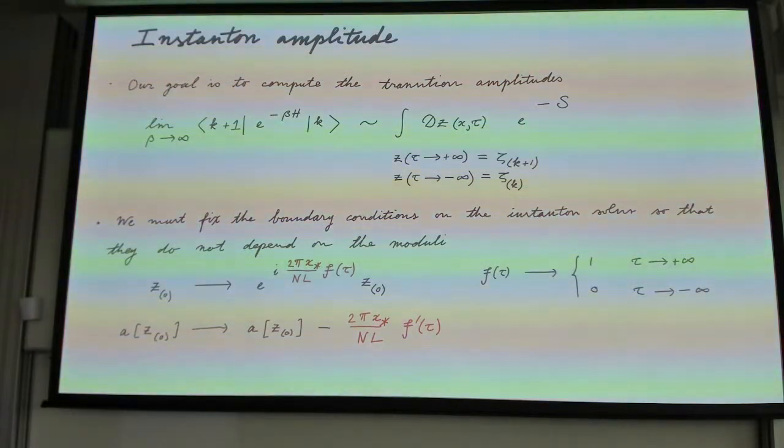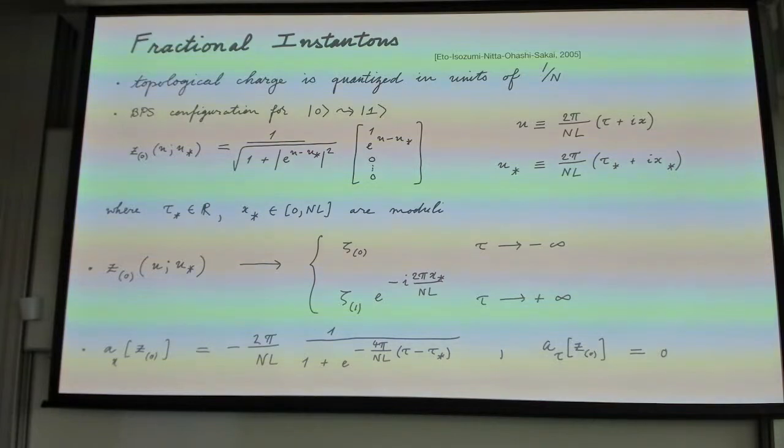Now, on the previous slide, I presented the solution in a particular gauge where the boundary conditions are not satisfied. There's a phase in the future boundary value which depends on the compact modulus. So I have to do a gauge transformation to get rid of it, because it makes no sense to integrate over configurations which have different boundary conditions.